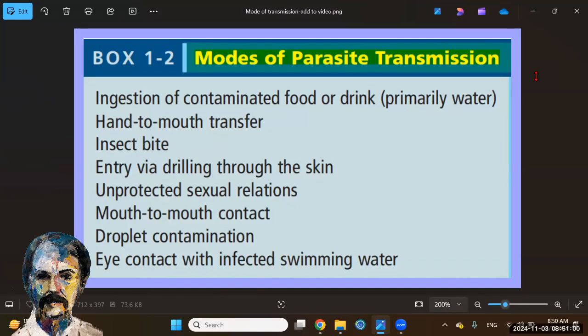Honestly, of these eight portals of entry or modes of transmission, the most common is the first one, food. And then comes, maybe they are classified according to frequency, ingestion, hand-to-mouth transfer, insect bite, many parasites through insects, like mosquitoes, flies, and ticks.